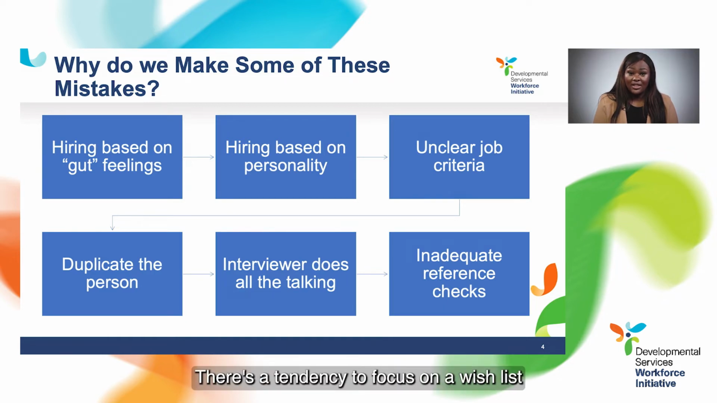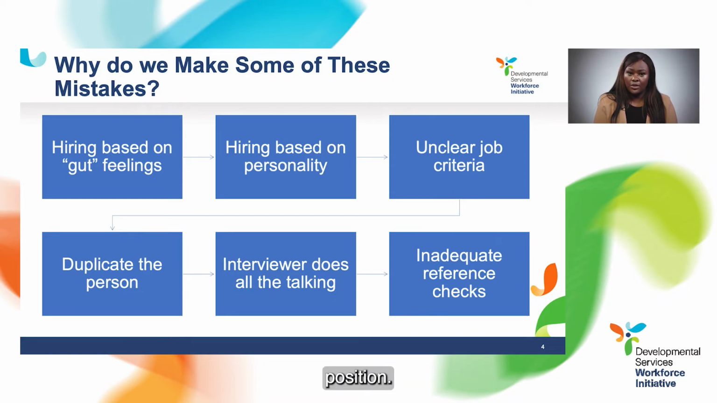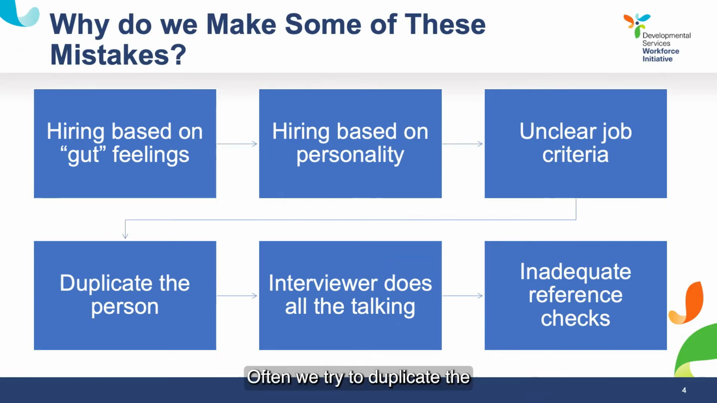There's a tendency to focus on a wish list instead of 6 to 8 key criteria for success in the position. Often, we try to duplicate the person who was previously in the position. This goes back to the criteria for success. If you're unclear about the key criteria for success, you'll tend to focus on finding someone most like the last person in the job.